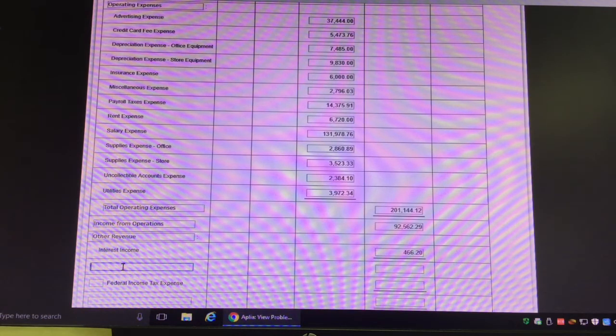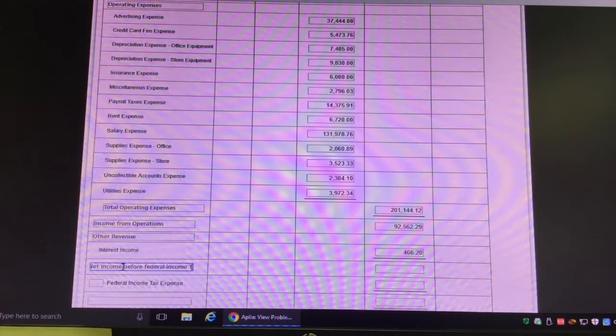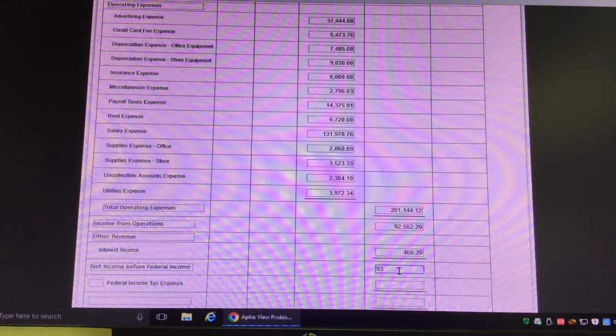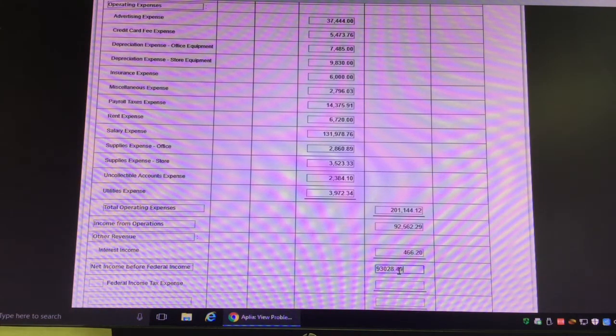We're going to figure out our net income before federal income taxes, which is going to be that 92,000 plus the 466. So we're just adding the interest. That's going to give us $93,028.49.